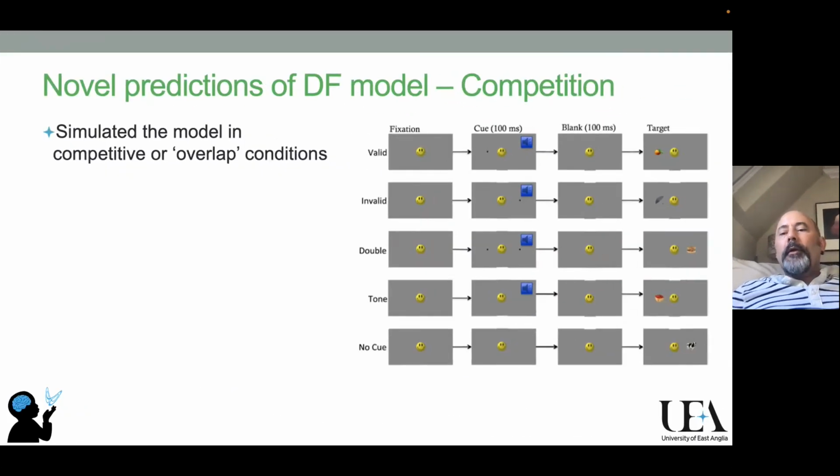Okay, so that was where the 2015 paper left off. One of the things that reviewers asked us to do in that paper was could you use this model to generate any interesting novel predictions? And so we did that in that 2015 paper, simulating the model in what we call the competitive or overlap conditions. So shown here is the same figure you saw before.